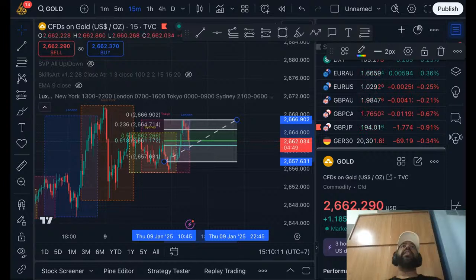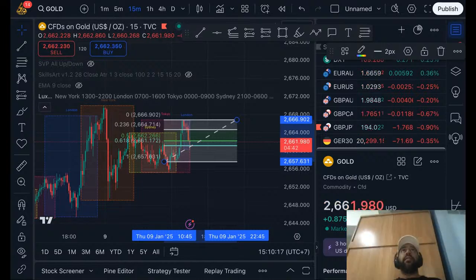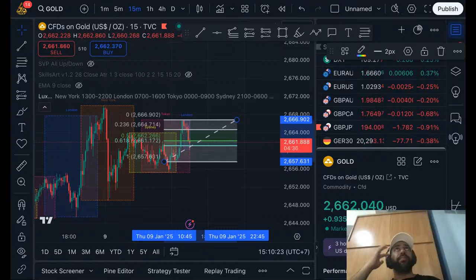So we took a sell initially from 66 to 68. We got 50 pips. Now we are on buy right now. So gold, you can buy right now.